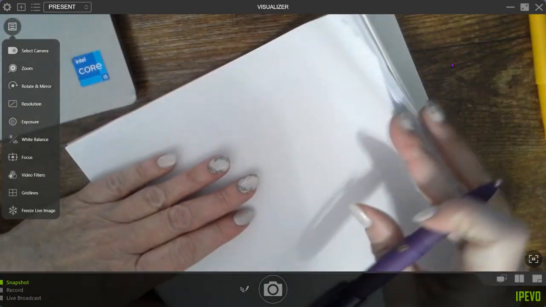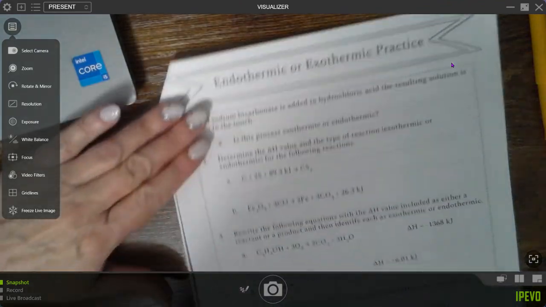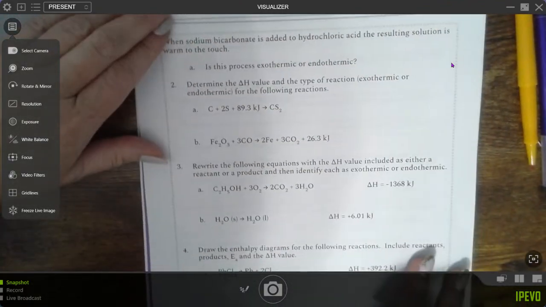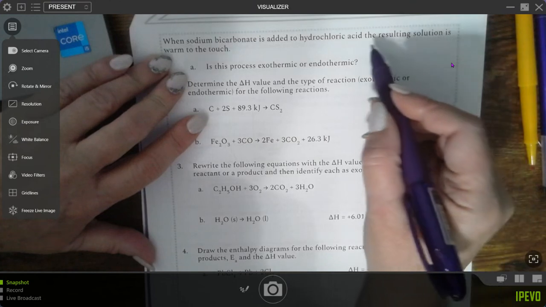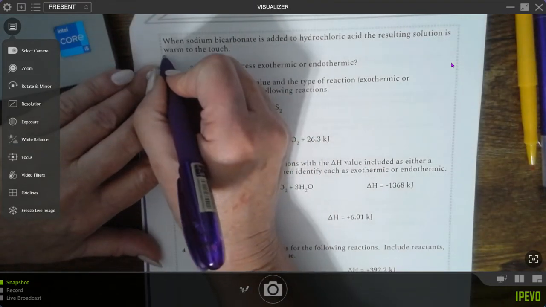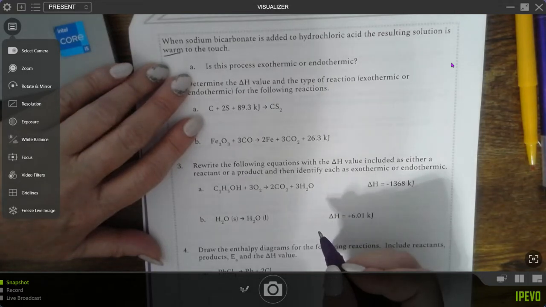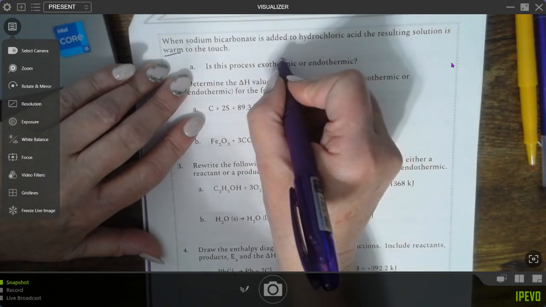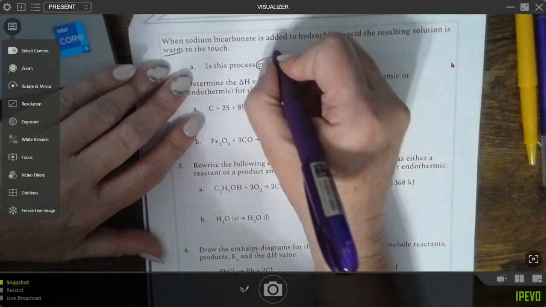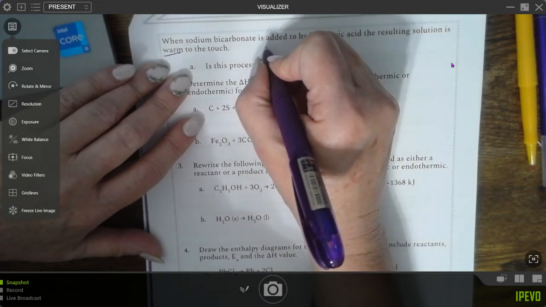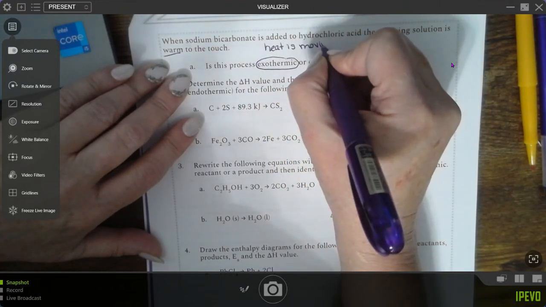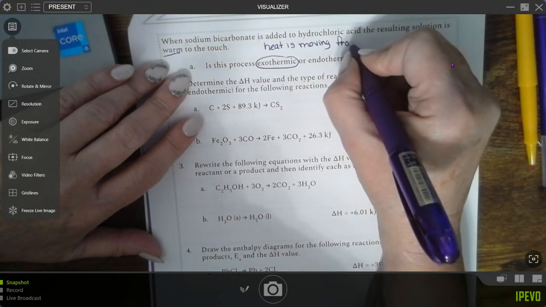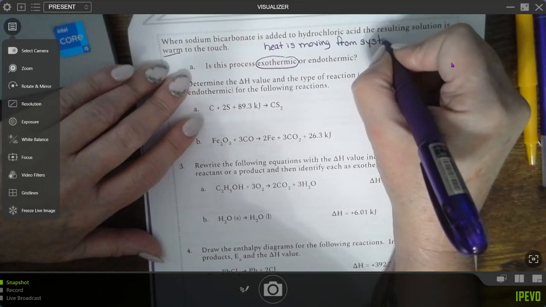Okay, let's look at the next page. Let's just go through these examples too while we're at it. When sodium bicarbonate is added to hydrochloric acid, the resulting solution is warm to the touch. Is this process exothermic or endothermic? This process is going to be exothermic, and it's exothermic because heat is moving from the system to the surroundings.